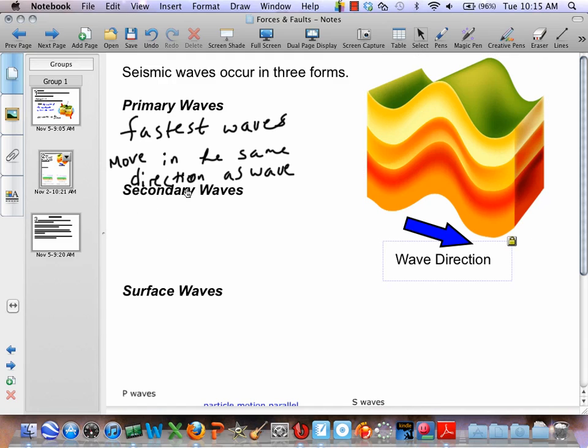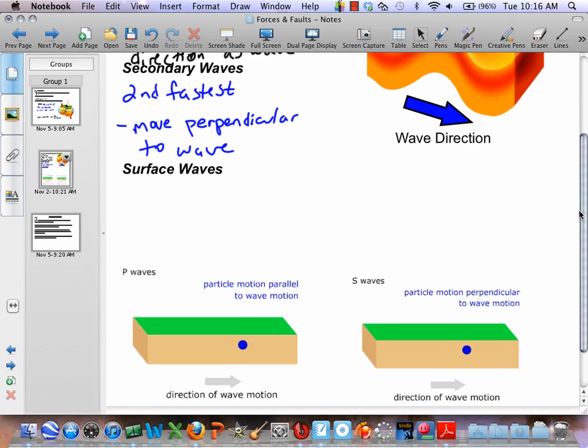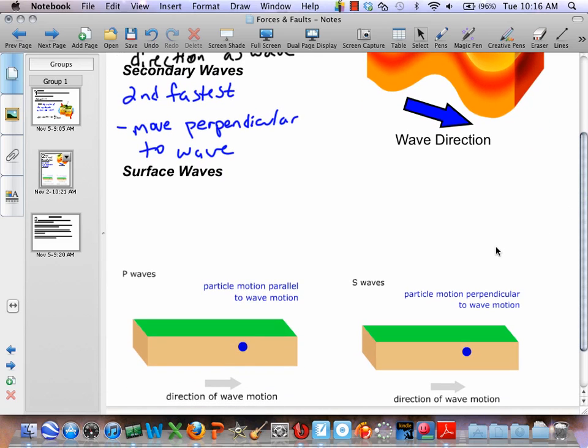All right, next I want to talk about secondary waves. Secondary waves are the second fastest, and they move perpendicular to the wave. Okay, so secondary waves move perpendicular to the wave.